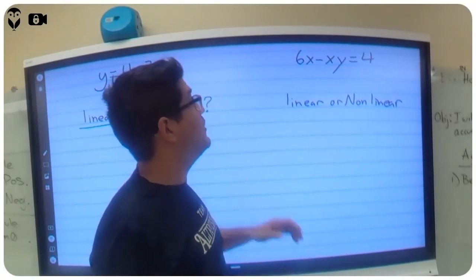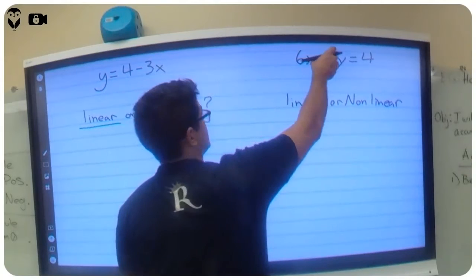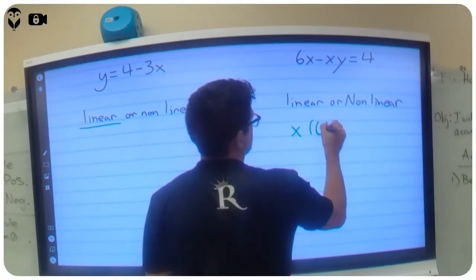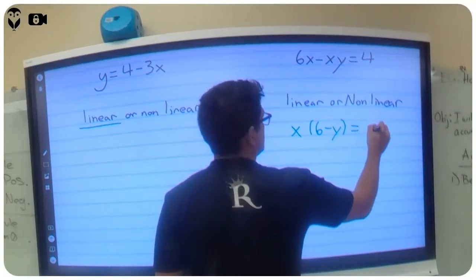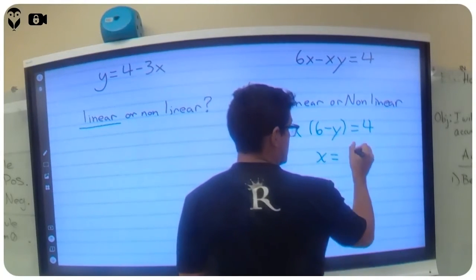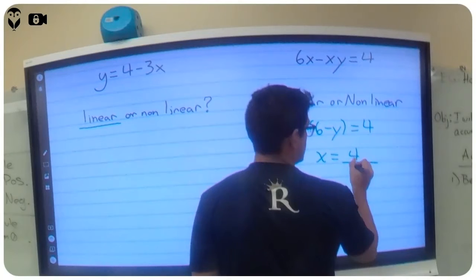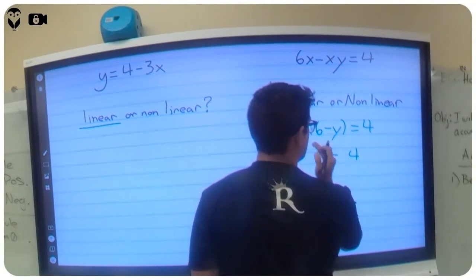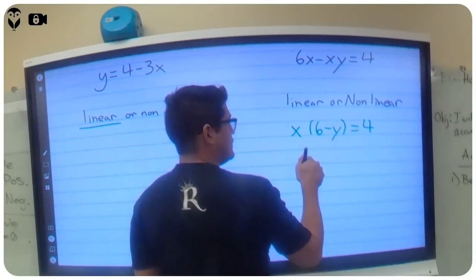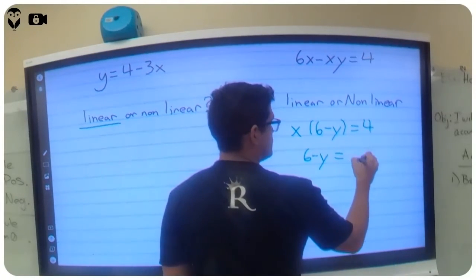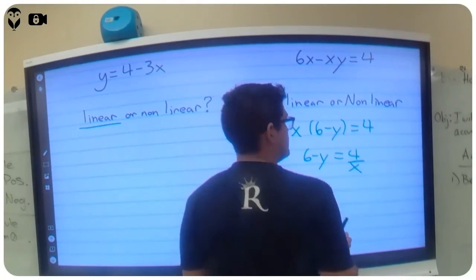Because I can't get rid of the y, I would leave it like this. I would take the x's out and leave it like x, 6 minus y, reverse distributive, x equals 4 over 6 minus y. Or actually, no, I'll just move the x to the other side. So 6 minus y equals 4 over x, okay?